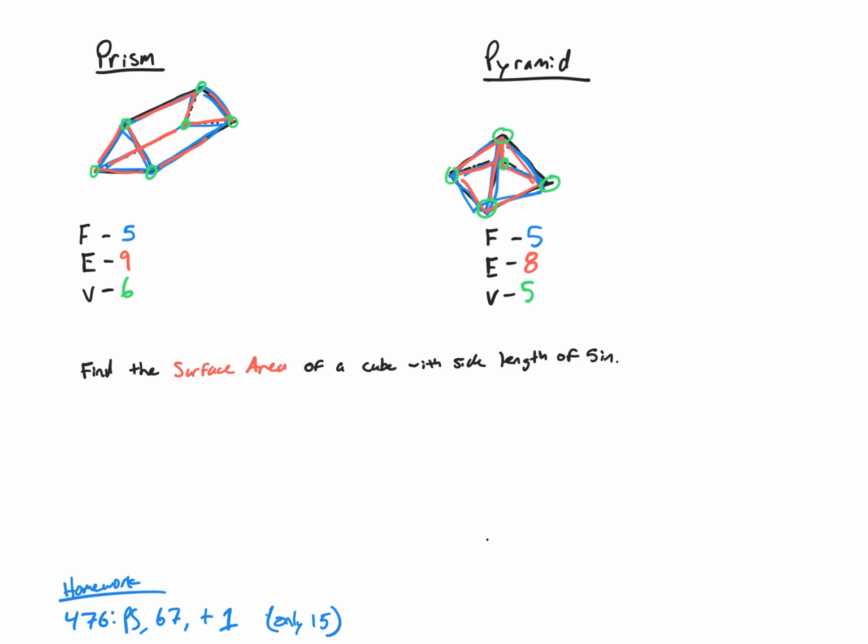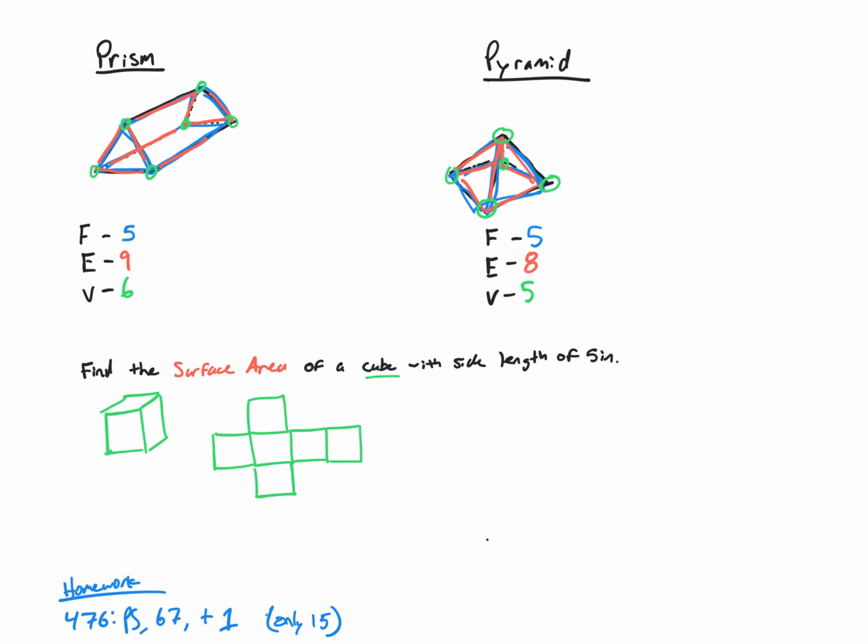Alright, we'll try one more just to kind of get us going here. It says, find the surface area of a cube with side lengths of 5 inches. Now, when we talk about the surface area, we're talking about the area of all of the polygons that make up the shape. So if we're talking about a cube, we're going to be talking about something like this. If we were to unfold that, there would be 6 sides that are all squares. Not exact, but you can deal with it.